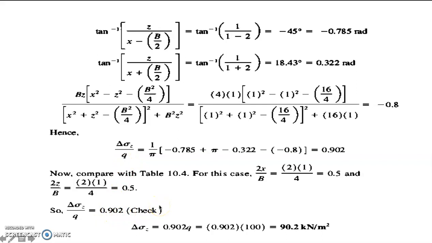So basically, from this equation, delta sigma of z all over q is equal to 0.902. We multiply this by q, where q is 100, so you can now get your stress caused by the vertical strip load, which is 90.2 kilonewton per meter squared.